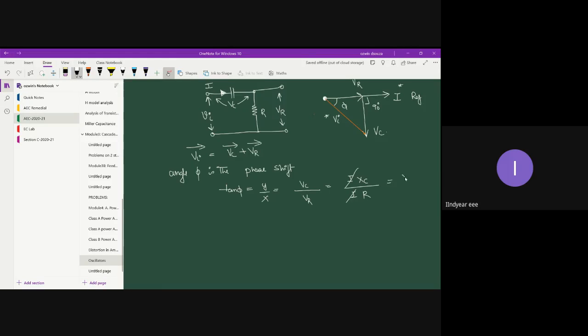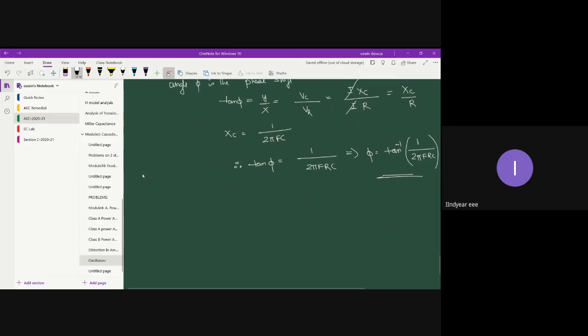So I gets cancelled, and you are left with the XC by R ratio. But XC is 1 over 2 pi FC. So therefore, tan phi becomes 1 over 2 pi F into R into C. That implies phi is equal to tan inverse of 1 by 2 pi FRC.